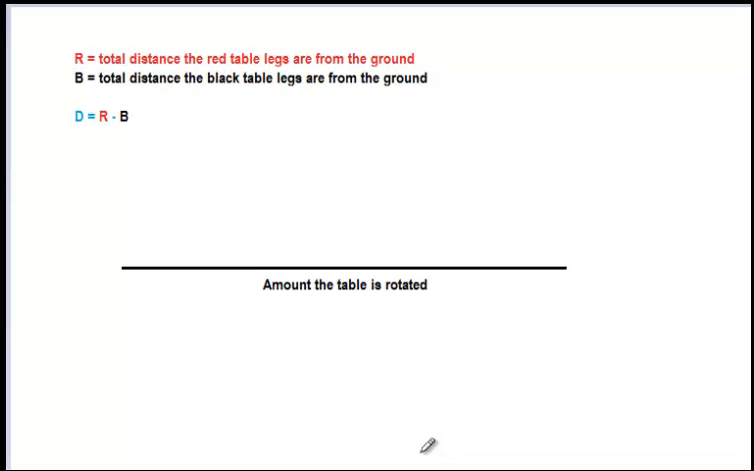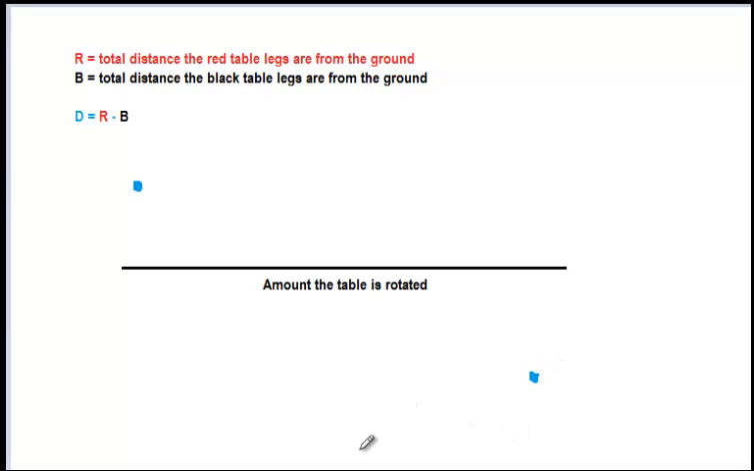So plotting these points on this graph means before rotation we had some point up here that's positive, that had a positive gap for the red legs, and then after we rotated it we had a gap for the black legs, and my distance function would be negative because I'm subtracting that.